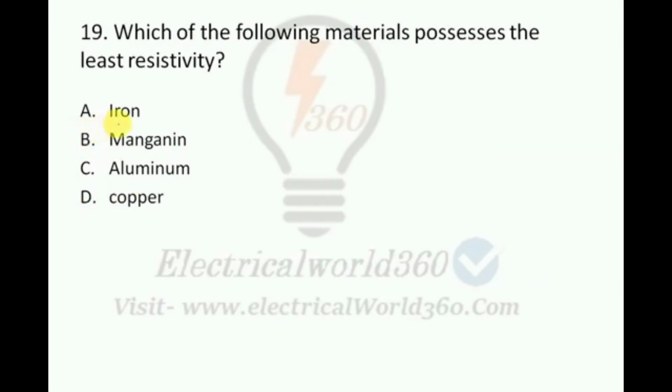Which of the following materials possesses the least resistivity? Iron, manganese, aluminum, copper. So the right answer is option D. In the given options, copper has the least resistivity. Okay. Coming to the next question.